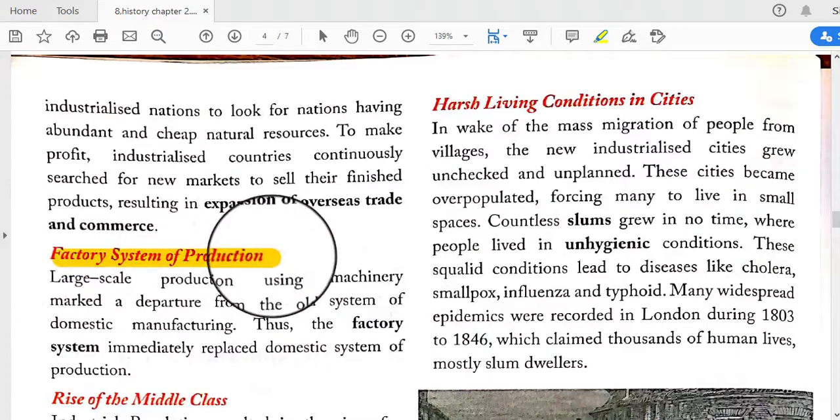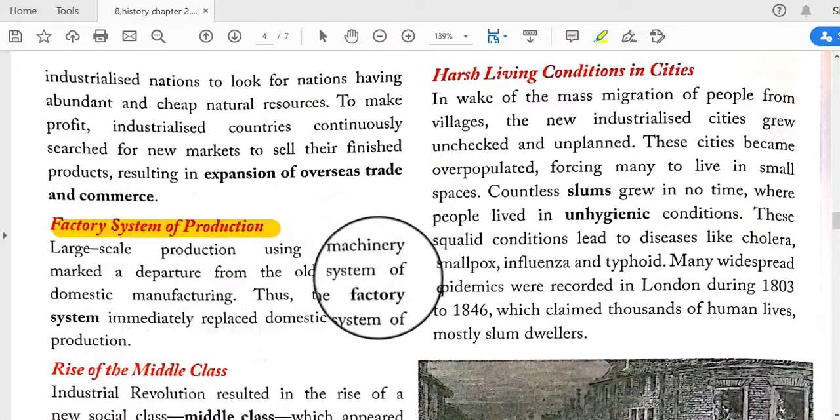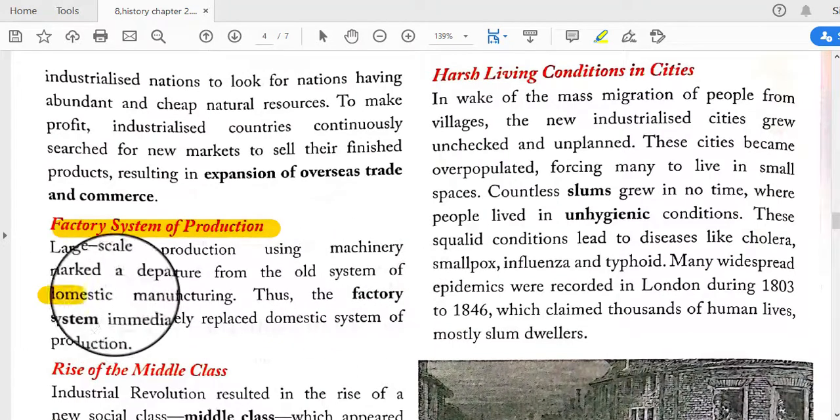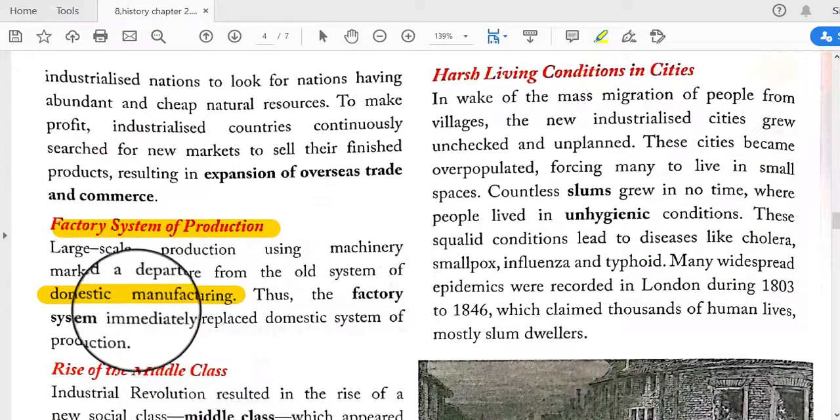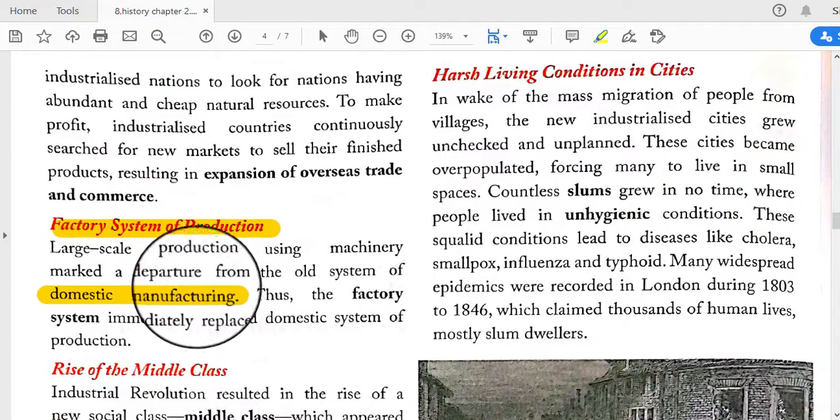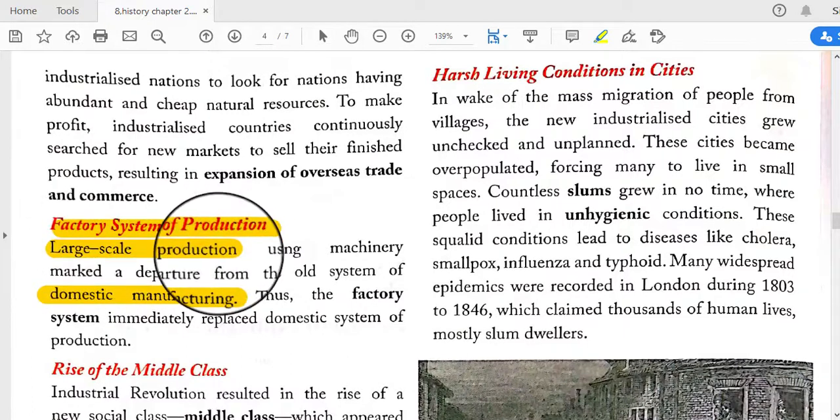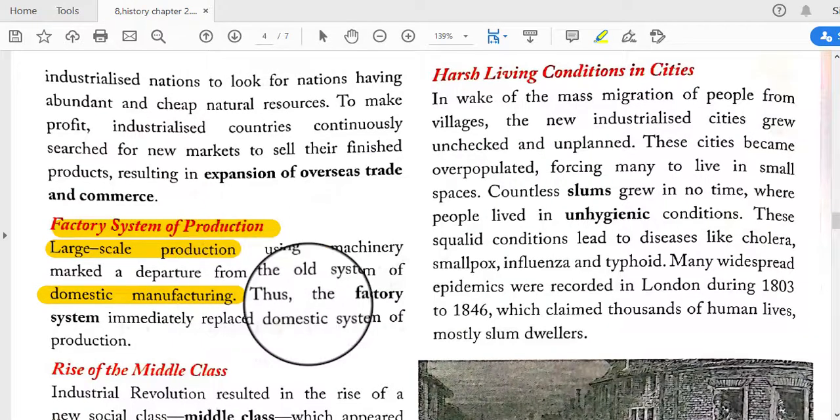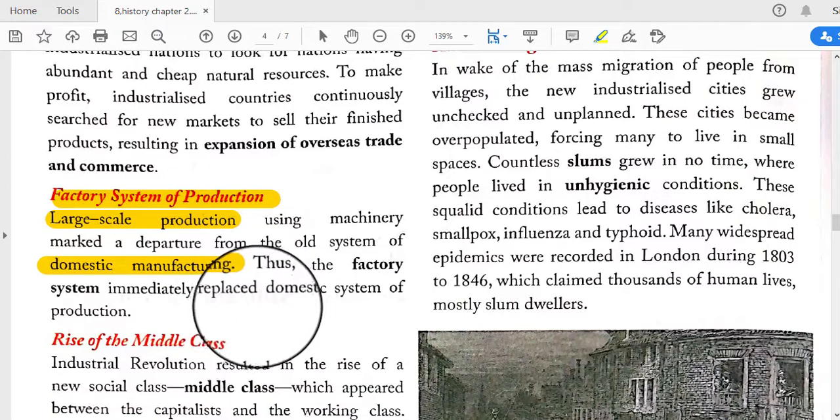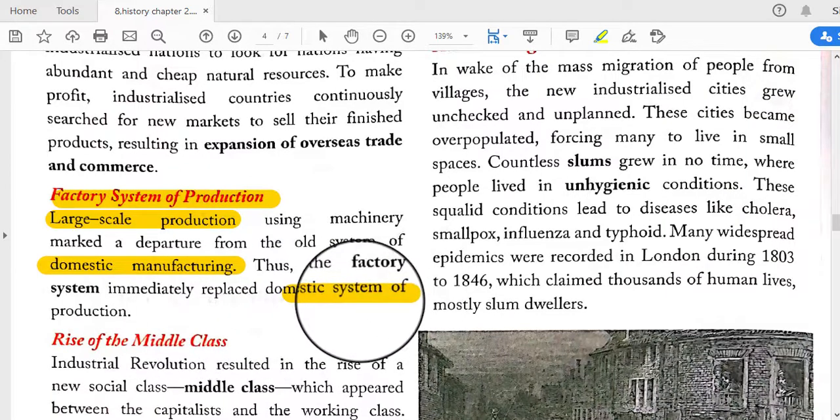Next is the factory system of production. Large-scale production using machinery marked a departure from the old system of domestic manufacturing. Previously there was the domestic manufacturing system, but after the innovation of industries, we could easily produce on a large scale, and thus the factory system replaced the domestic system of production.